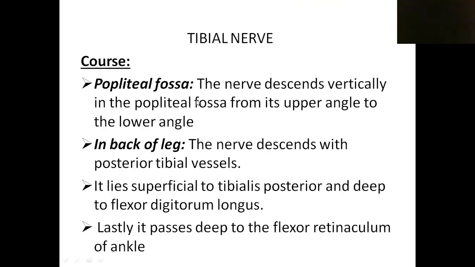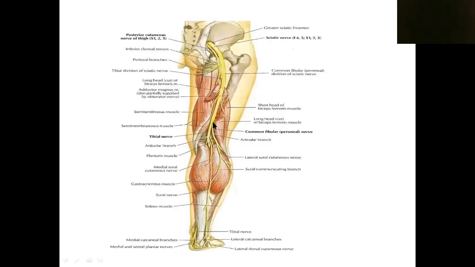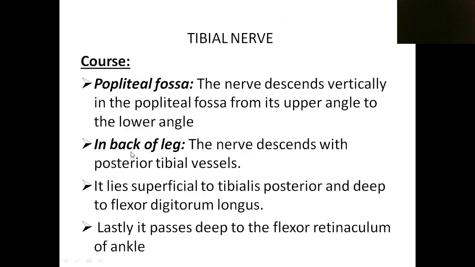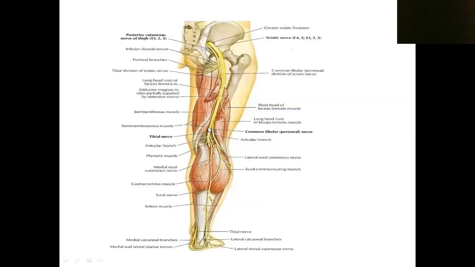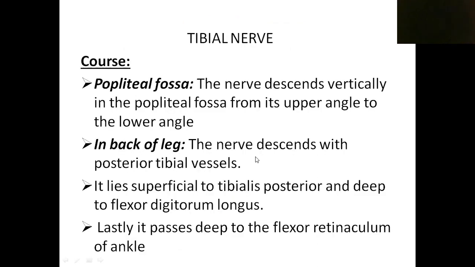See, the tibial nerve in the popliteal fossa runs downward from the superior angle to the inferior angle. This is the tibial nerve. After crossing the popliteal fossa, it enters into the leg. There, in the back of the leg, the nerve descends along with the posterior tibial vessels. It lies superficial to the tibialis posterior muscle and deep to the flexor digitorum longus muscle.